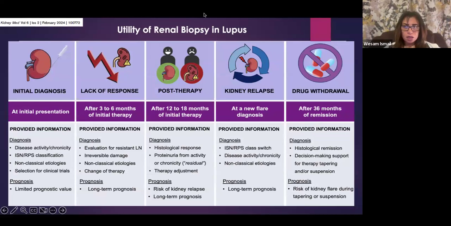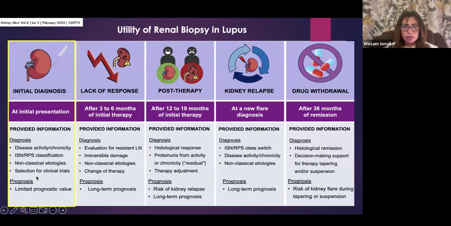So to sum up, the utility of renal biopsy in lupus nephritis. The first utility is initial diagnosis. At the initial presentation of the patient, the biopsy is going to provide you with a diagnosis. It's going to tell you activity and chronicity. It's going to tell you the class, the ISN-RPS class. It's going to inform you whether you have non-classical etiologies. For example, if the patient has something else, incidental amyloid, or if you have a suspicion for ANCA vasculitis, a lot of crescents, whatever.